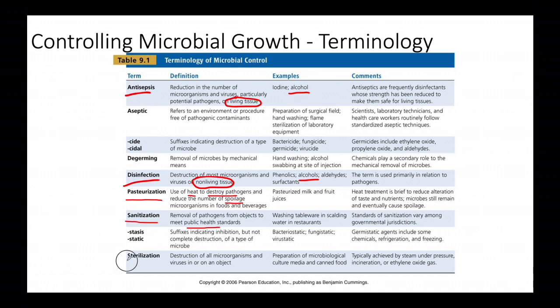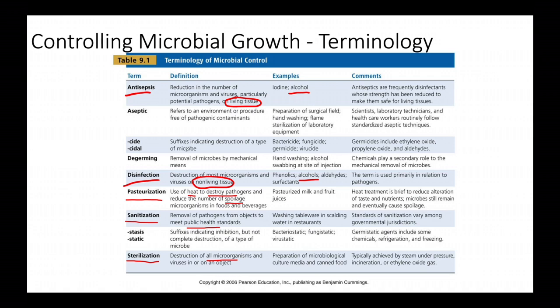And so the final definition here is that definition where all microorganisms are going to be destroyed or removed from an object or some solution. And so sterilization is going to be the most rigorous control method that you could use. And so because of that, you can't do it all the time, but there are some instances where sterilization is what we're trying to achieve.